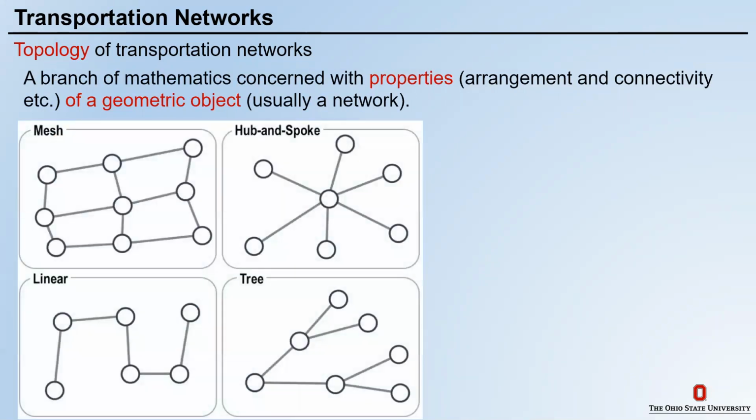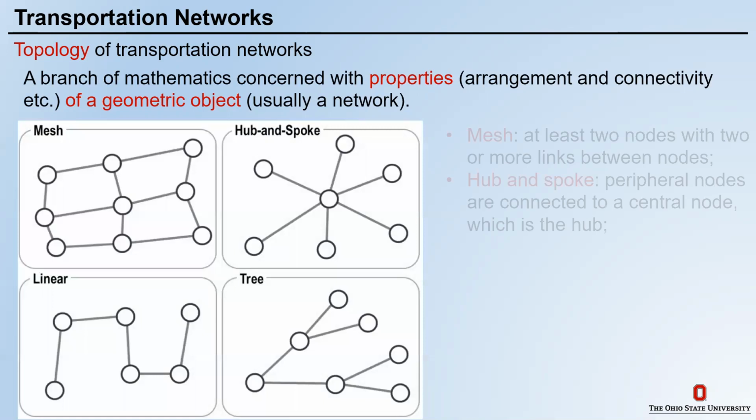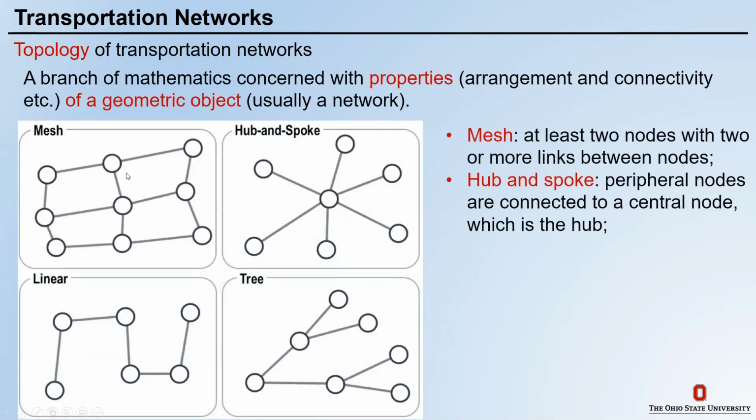So here are some examples of topologies, different types of topologies for transportation network or for other networks. So here we only have nodes, we have links, but these networks, they are not necessarily transportation networks. Okay, so four types of them, very typical example. Let's just simply go through them. So mesh network, okay, or mesh topology, at least two nodes with two or more links between nodes.